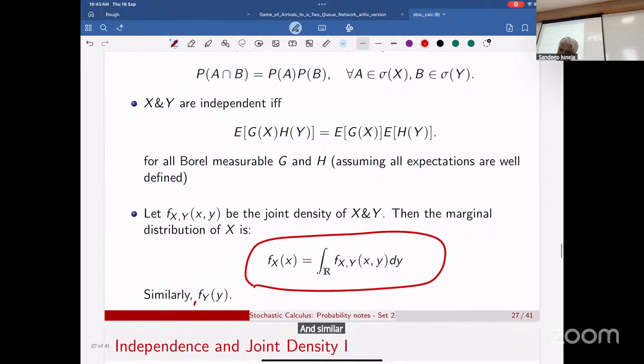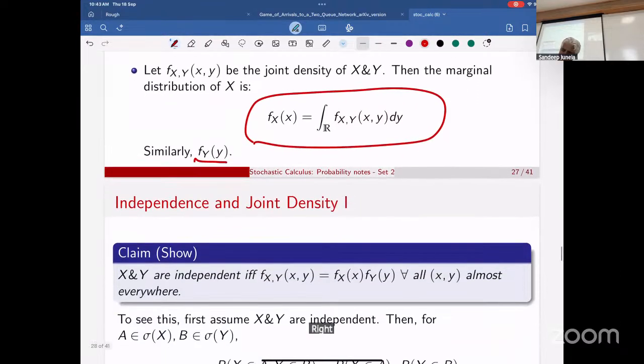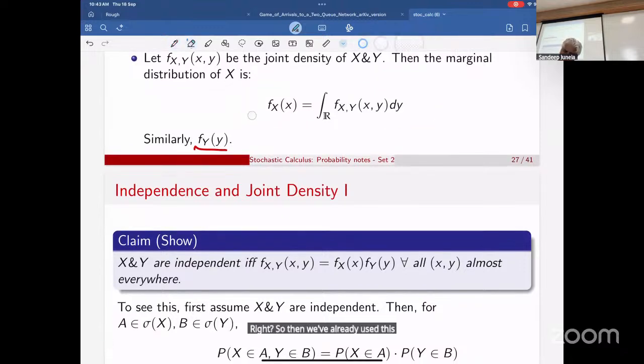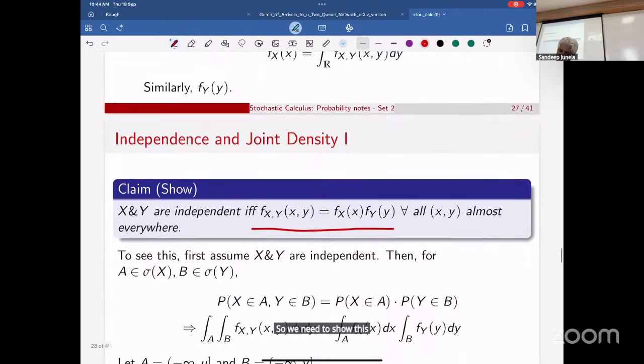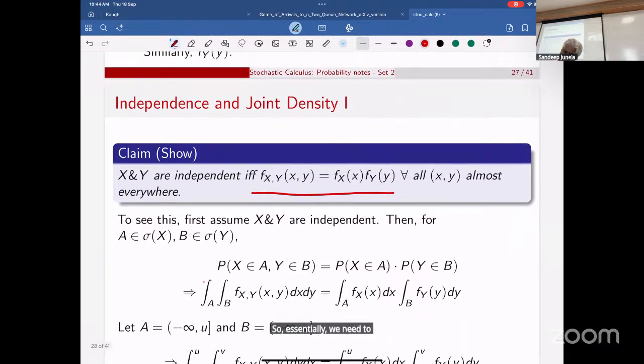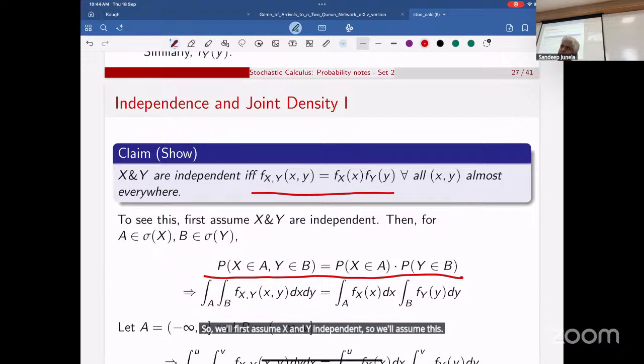And similarly f_Y. So then we've already used this fact that X and Y are independent if and only if, and I'll do this calculation for you, the joint density function is the product of the marginal density functions. Both directions. If this is true, that implies independence. If you have independence, you apply this. So essentially, we need to show this property, right? We'll first assume X and Y are independent, so this is assumed now. And what we really assumed is this quantity right here.